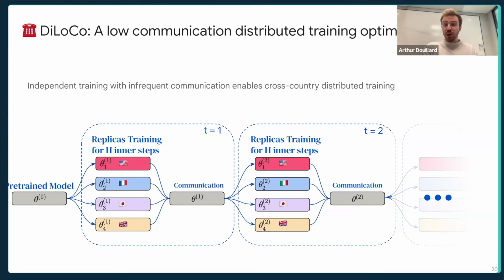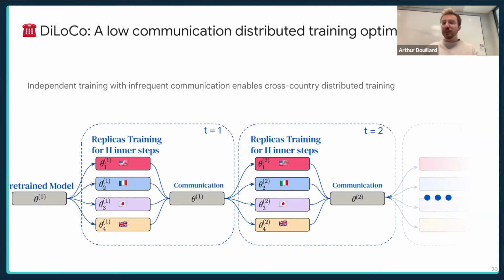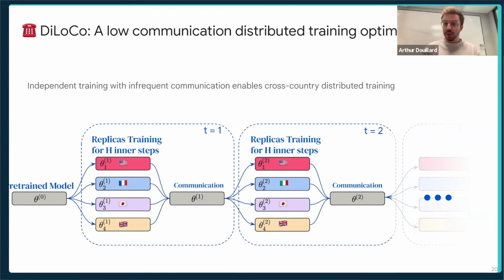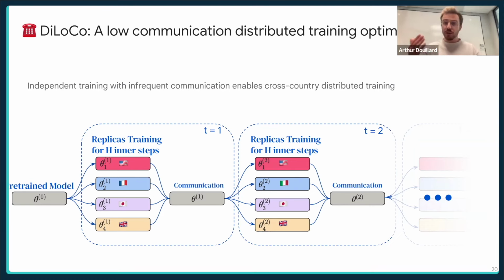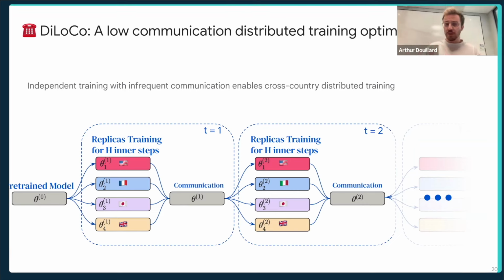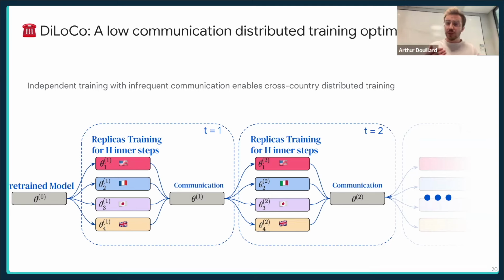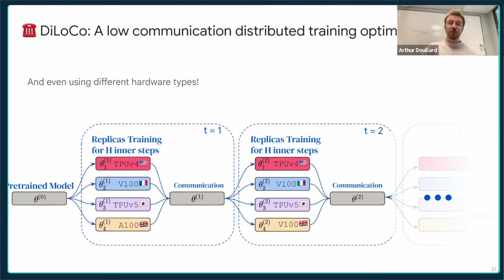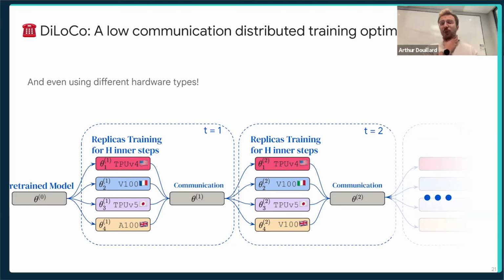This allows us to do cross-country distributed training. We still need to communicate as much data as DP, data parallel, when we communicate, but because we communicate only every 25, 50, or 100 steps, we can amortize that communication cost across the whole training, meaning we can work with replicas in very different locations, even if the communication cost is very high, which also means that we could use different kinds of hardware.